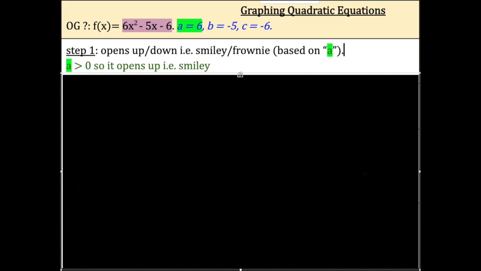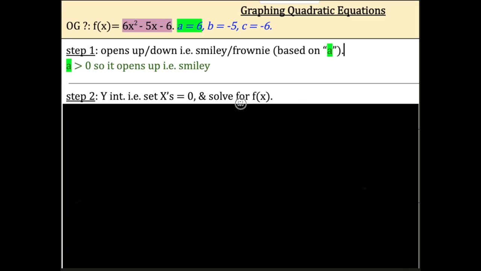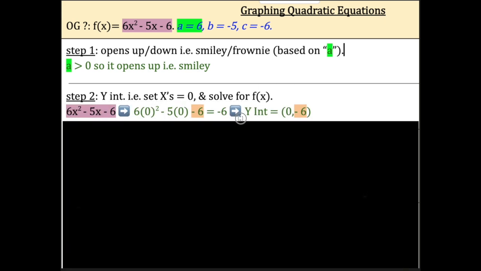Okay? Step two, your y-intercepts. Anytime you want to find the y-intercepts or any intercept, set the opposite letter equal to what? 0. So in this case, you're going to set x equal to 0, okay? And here's your original equation. Plug in 0 for x. You can do it in your head.